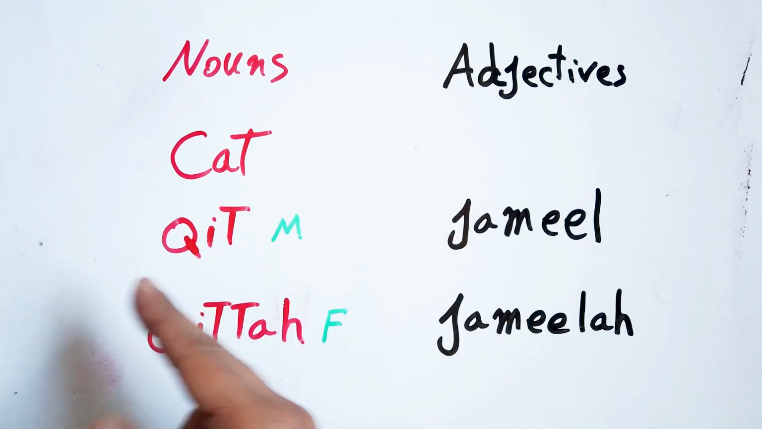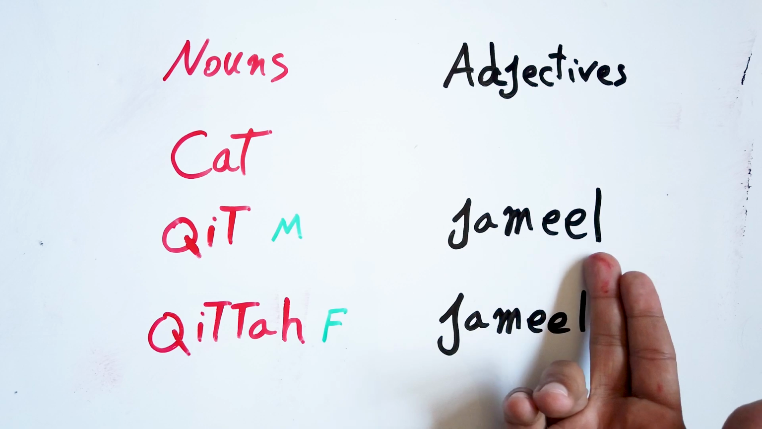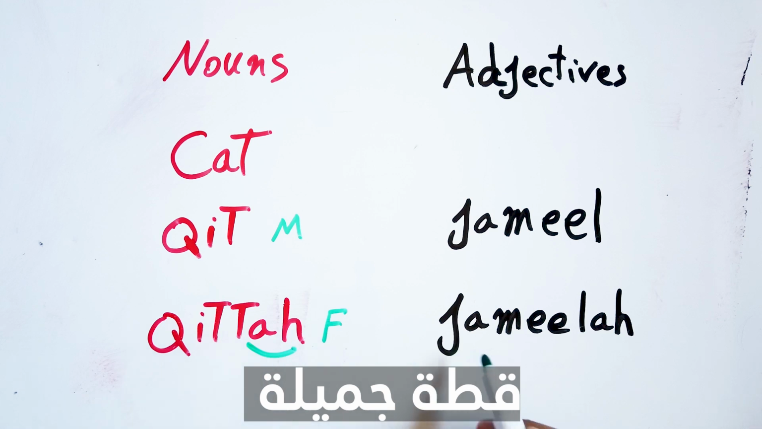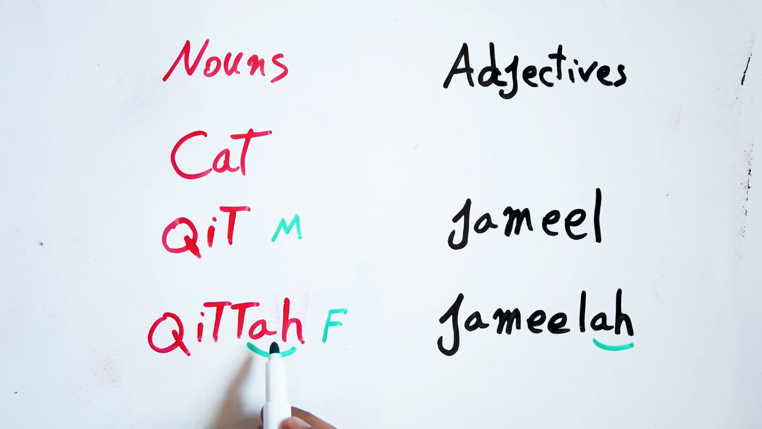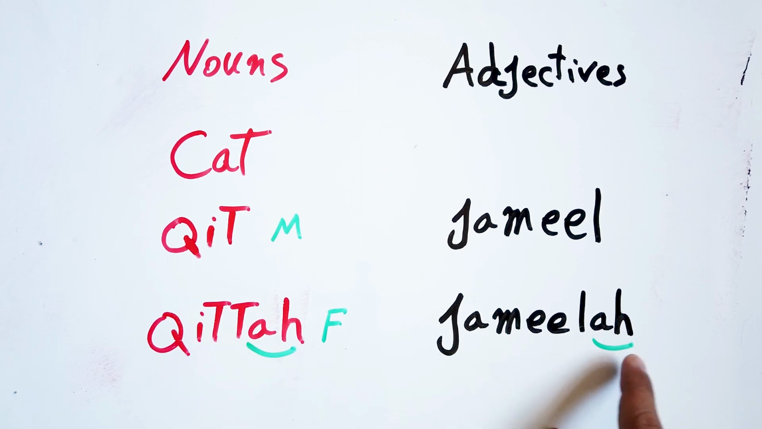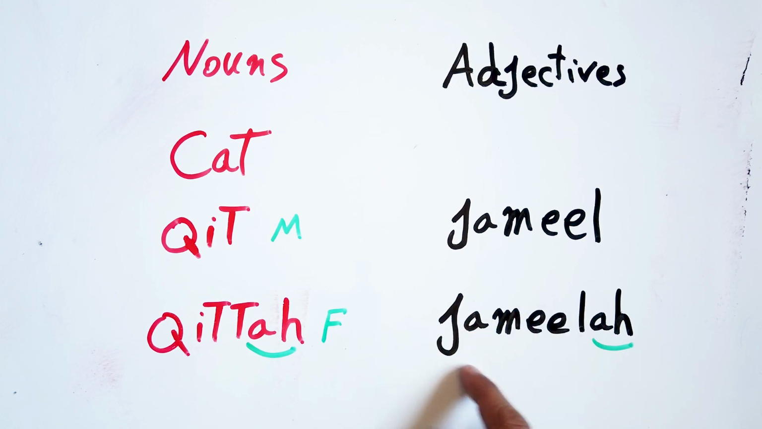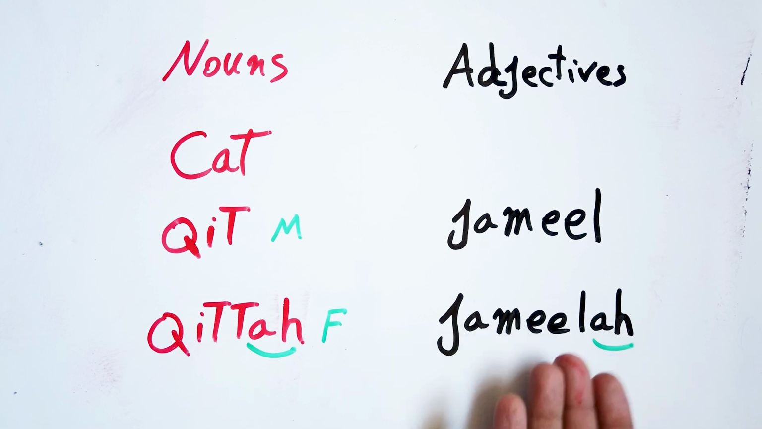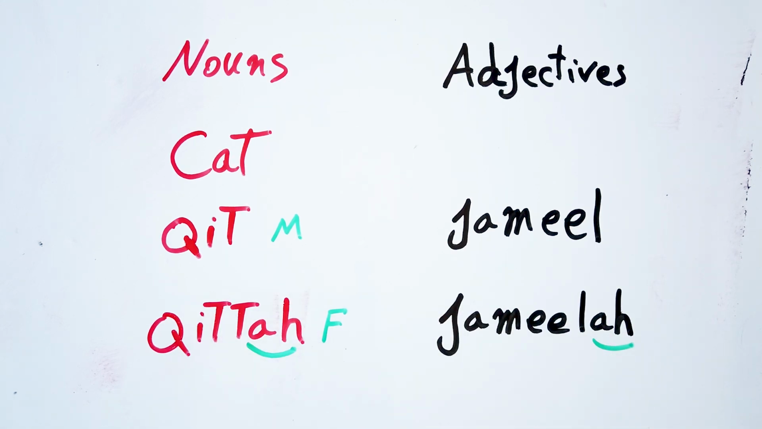And from the structure of the sentence, we understand that we are talking about a male cat. And if I say qittah jamilah, like this, when I added the ta marbuta here, we know that we are talking about a female cat. So when we added it to the noun, we can recognize that we are talking about a female cat. And when I said jamilah and I added it to the adjective jamil, we can recognize that we are describing a female cat.